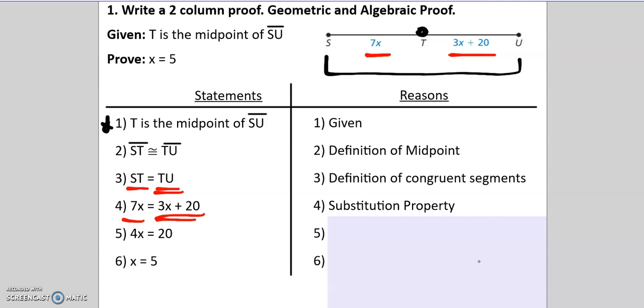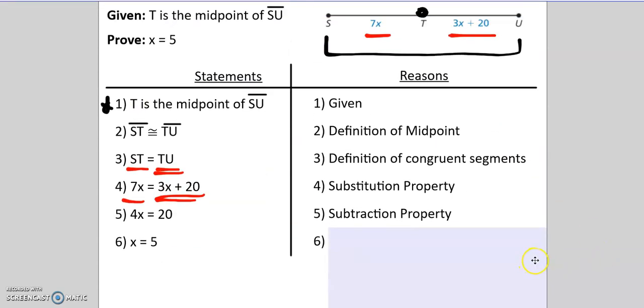Okay, check out what happened next. Notice now, instead of saying 7x equals 3x plus 20, it says 4x. So what did they do to both sides? Hopefully you're looking at that 3x, right? They subtracted the 3x from both sides. So that's the subtraction property.